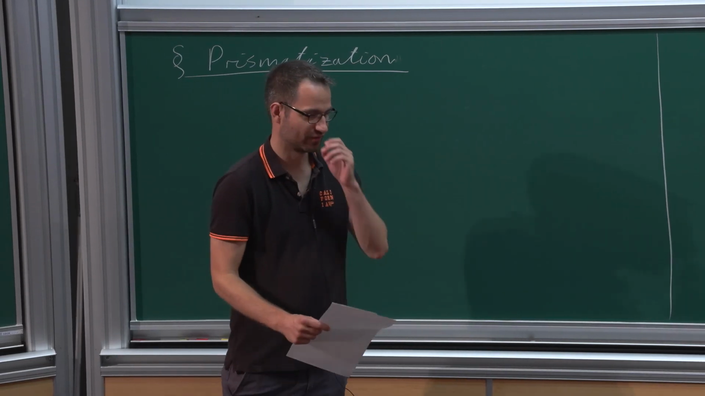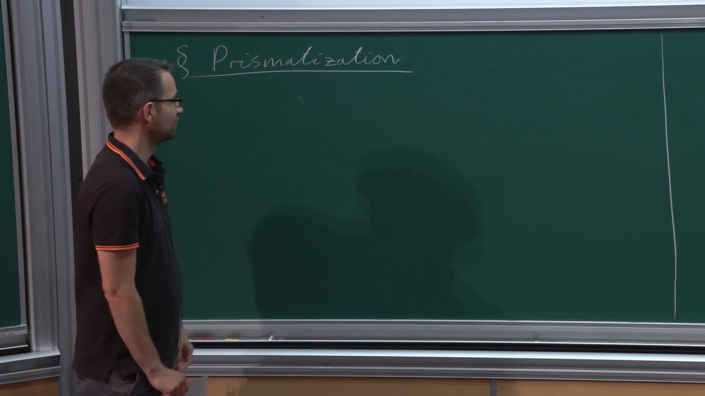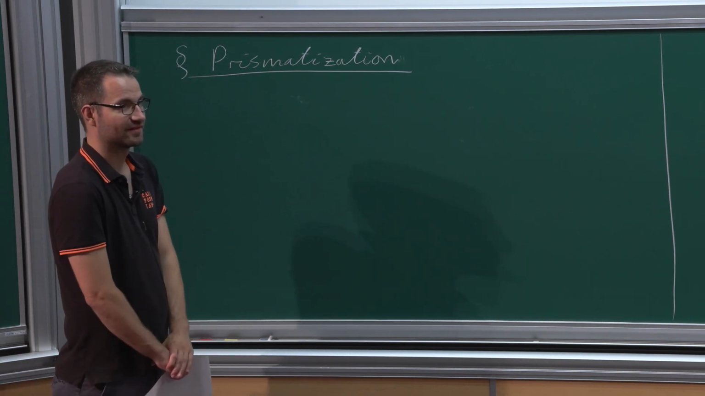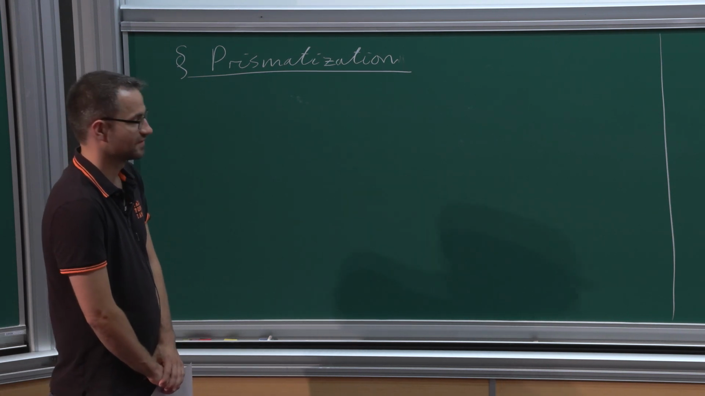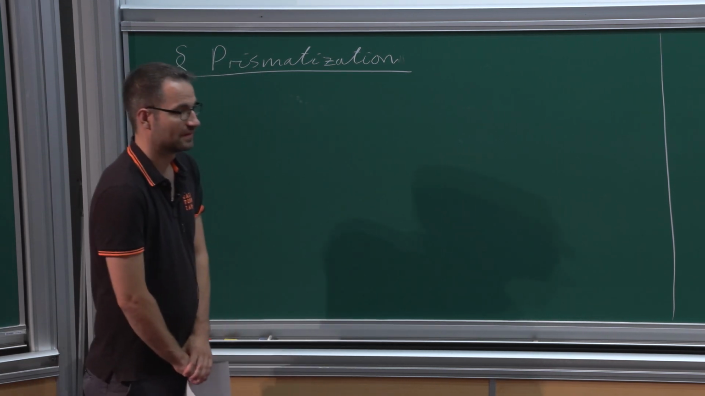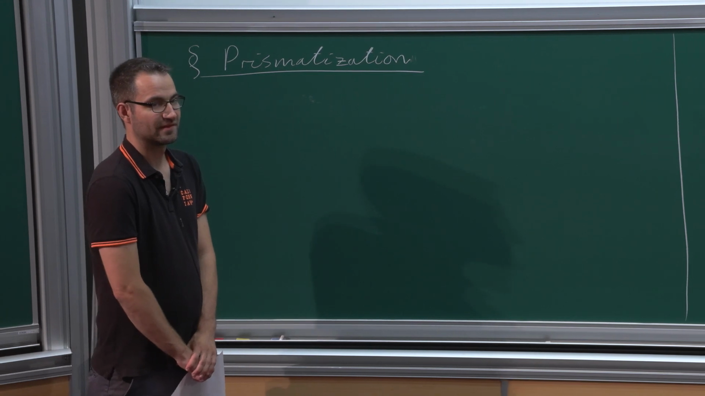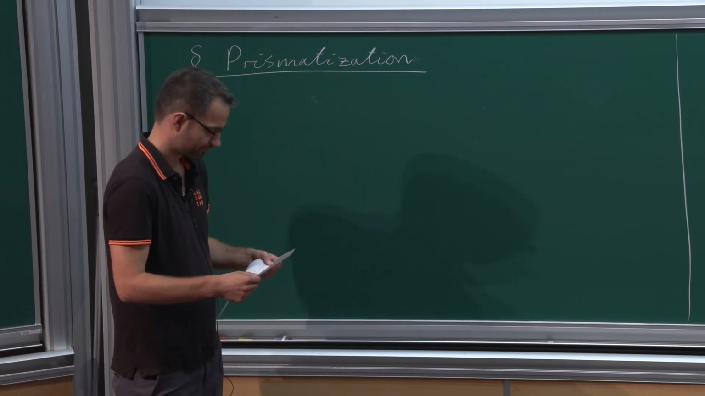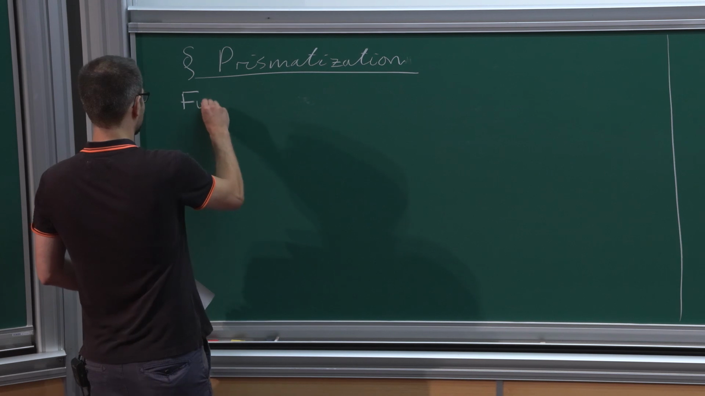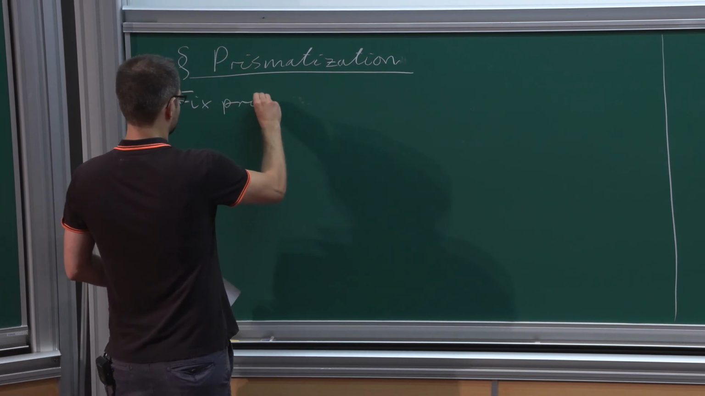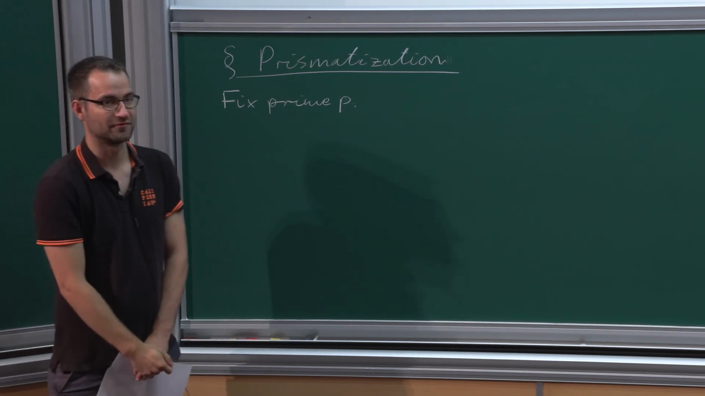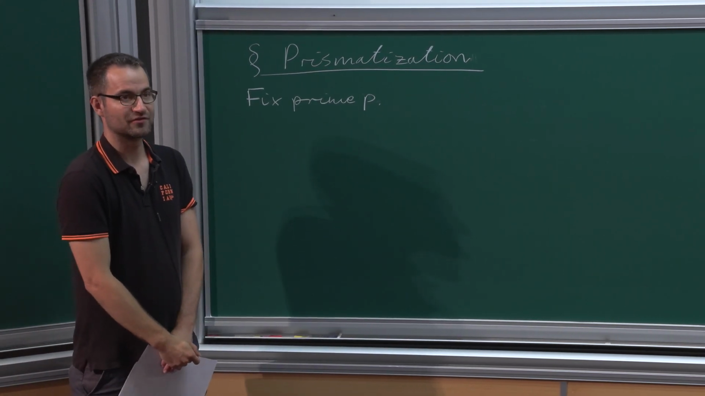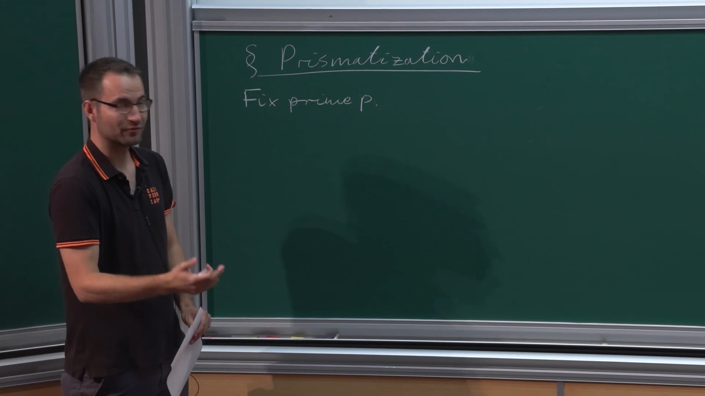Thanks. So today I want to speak about the prismatization and explain how it can be used to obtain proofs of the main comparison theorems that I've stated yesterday. And so let's fix a prime P. And I want to start with a nonsensical question, which then yields the right answer.